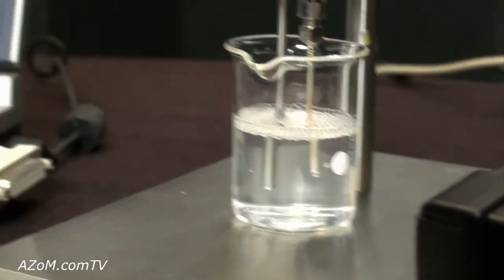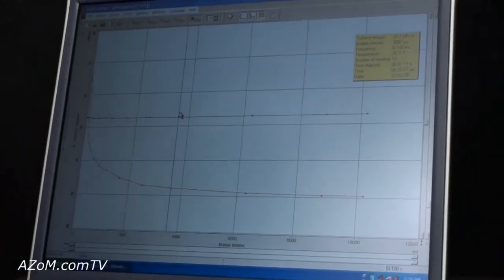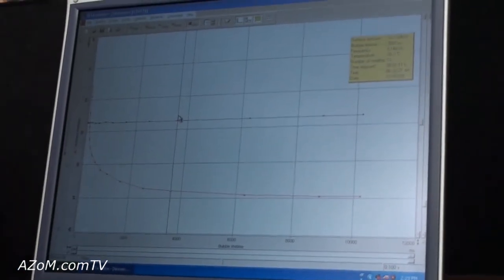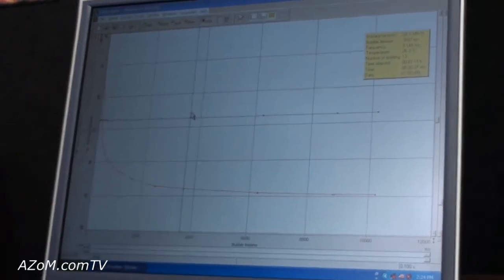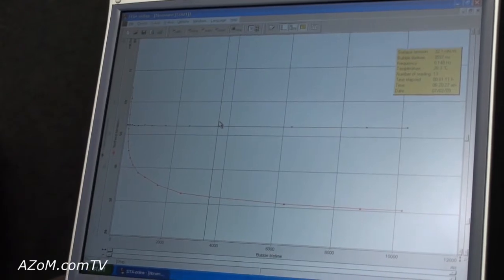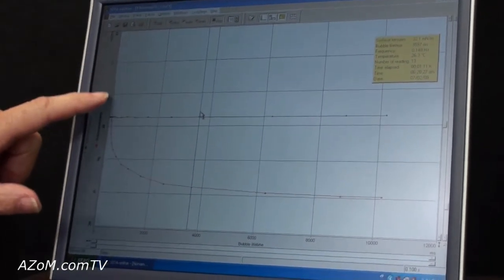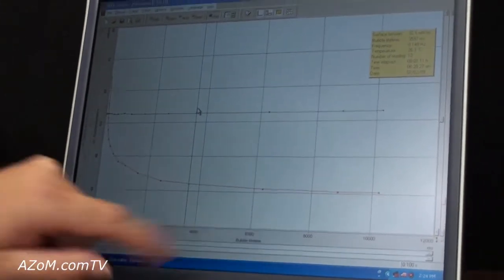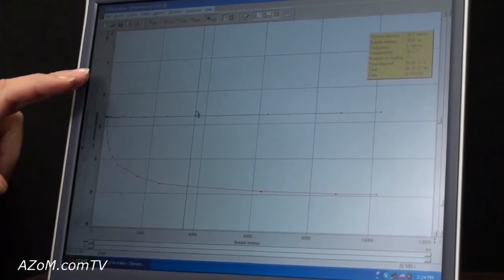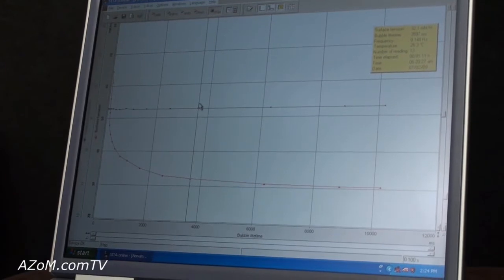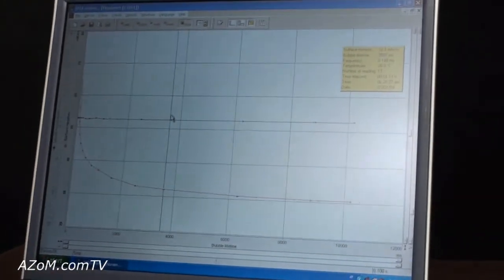And on the software side of it, it operates at different bubble lifetimes. So we change the rate that the bubbles are being ejected from the capillary tube and measure the surface tension at different rates. And that's what we see on this particular graph here. This is one that we cooked earlier, and I'll explain this as we go through the measurement sequence.